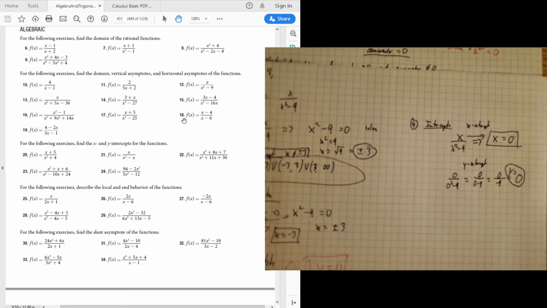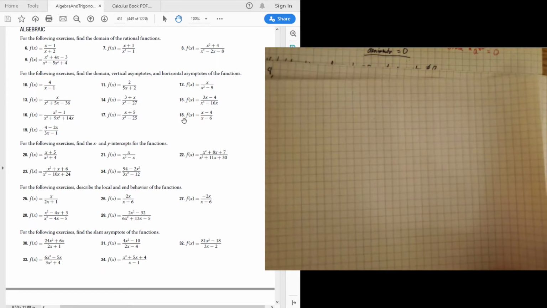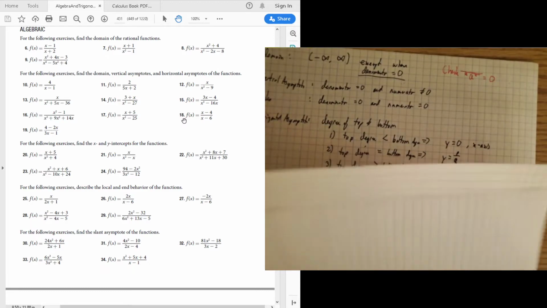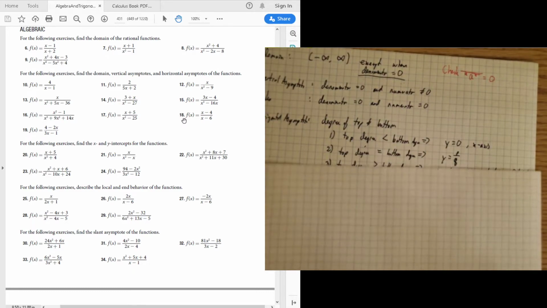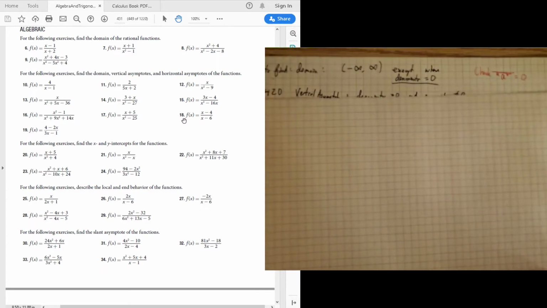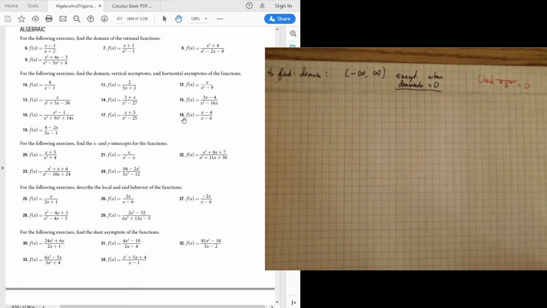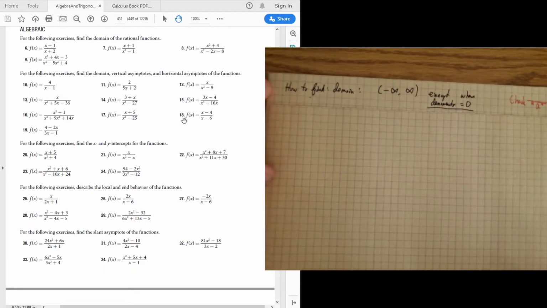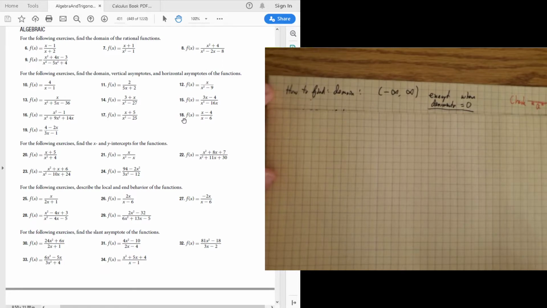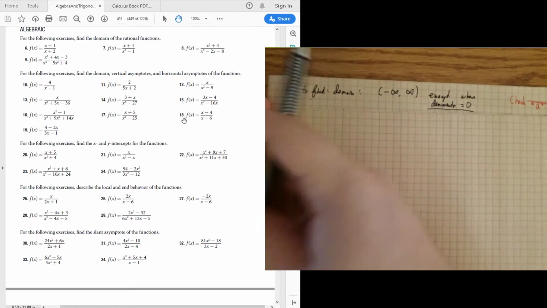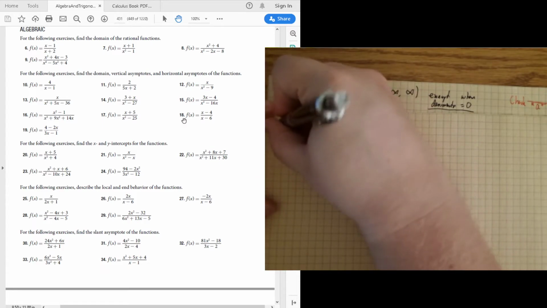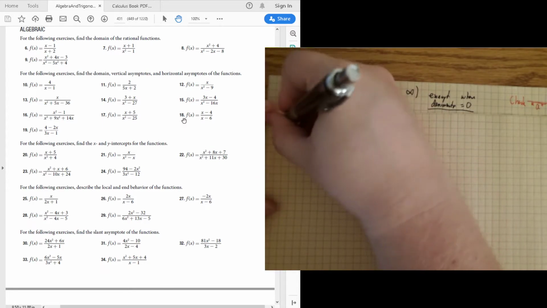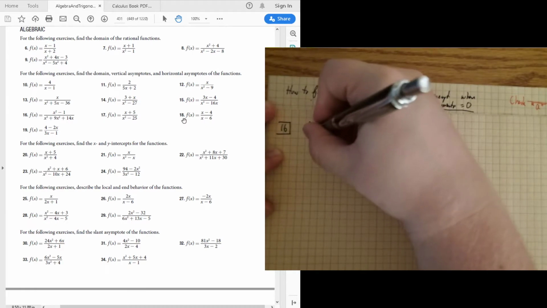Okay. 16. I said the goal today was to get a lot of practice with these, so let's go back. We're going to look at 16. We're going to do domain, intercepts, asymptotes, and if it has any holes, we'll list those too. 16. Start with domain.